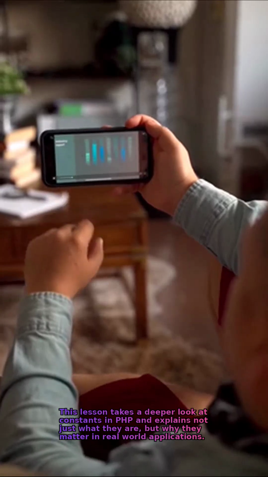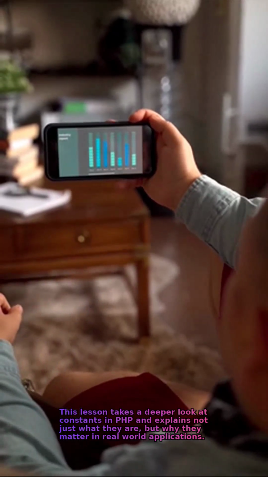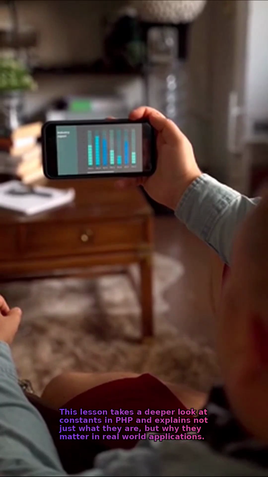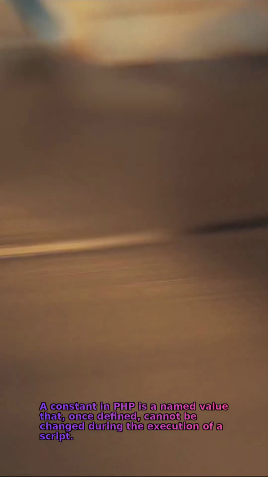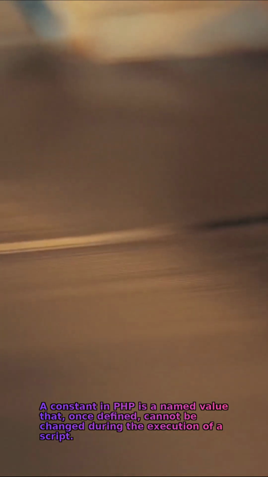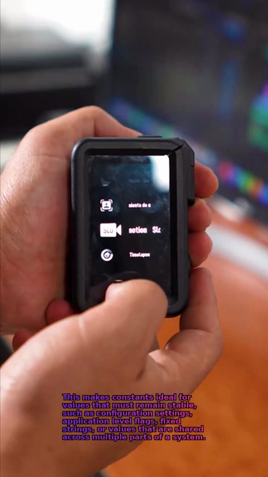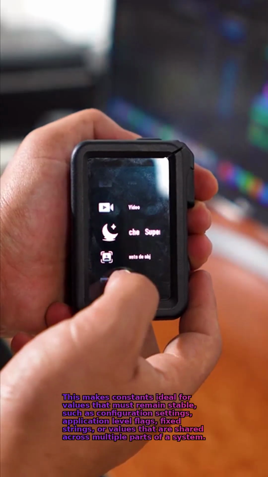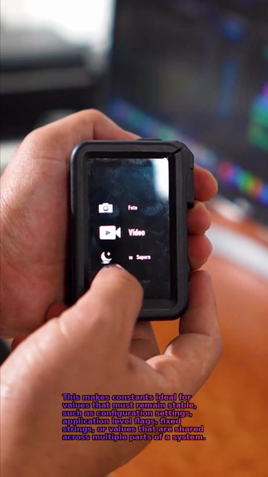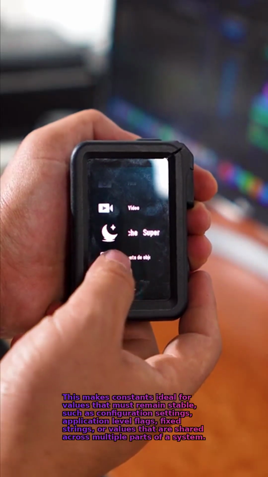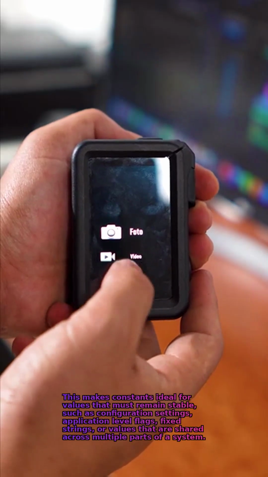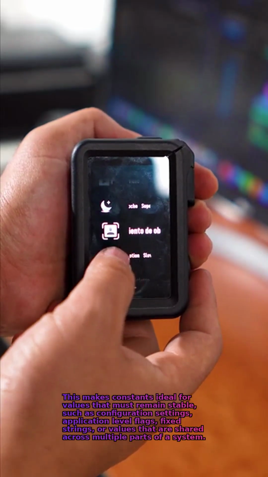This lesson takes a deeper look at constants in PHP and explains not just what they are, but why they matter in real-world applications. A constant in PHP is a named value that, once defined, cannot be changed during the execution of a script. This makes constants ideal for values that must remain stable, such as configuration settings, application-level flags, fixed strings, or values that are shared across multiple parts of a system.